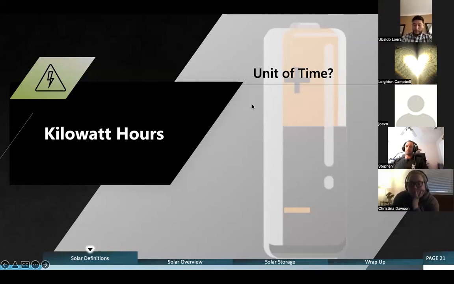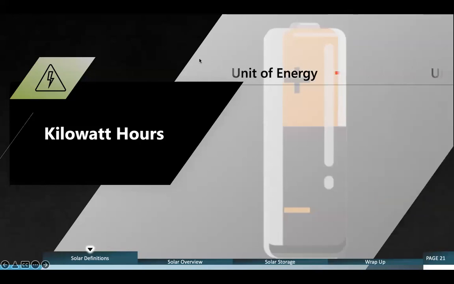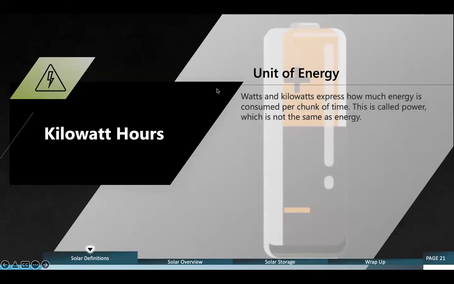Ooh, nobody wants to take a stab. It's not a unit of time. You know what it is? It's a unit of energy. Now, watts and kilowatts express how much energy is consumed per chunk of time. This is called power. It's not the same as energy.